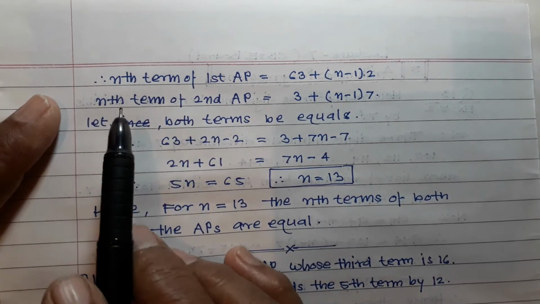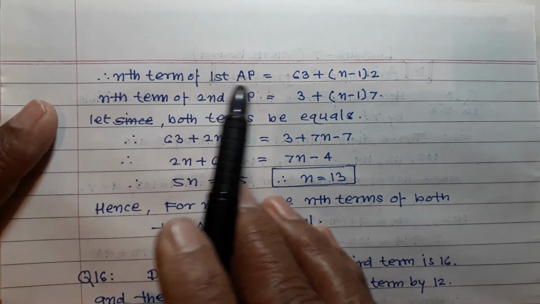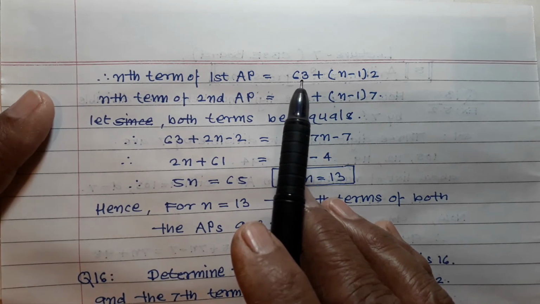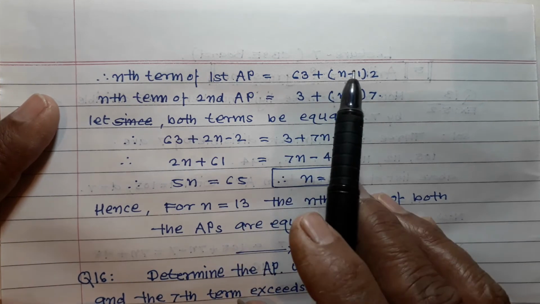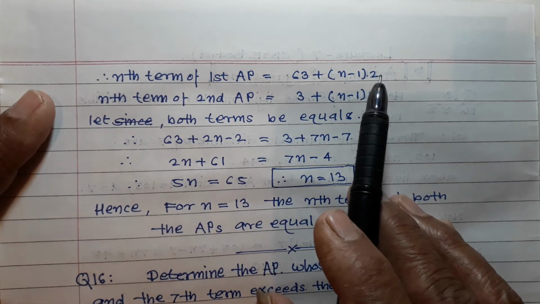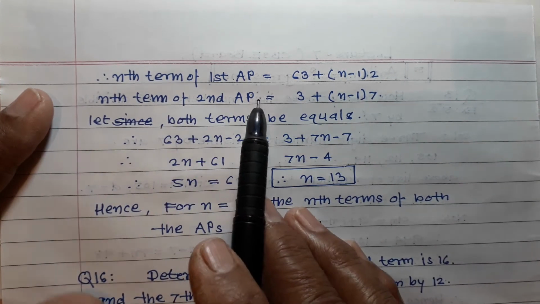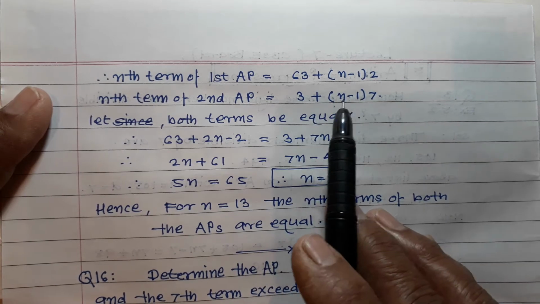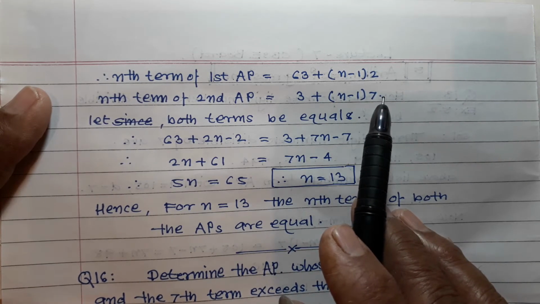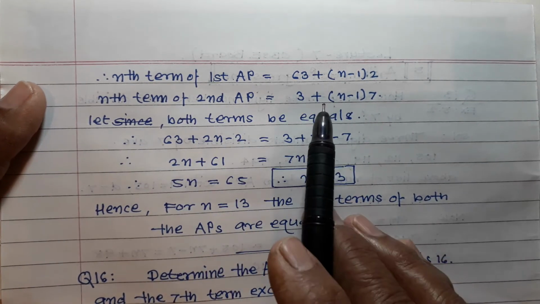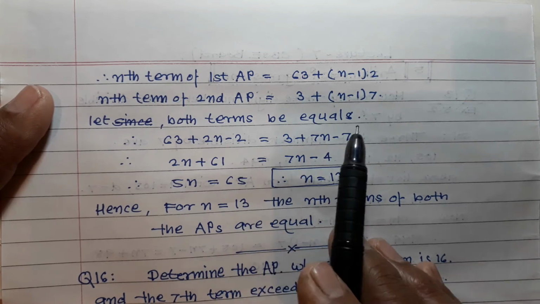Then the nth term of the first AP is equal to 63 plus (n - 1) into 2, and the nth term of the second AP is equal to 3 plus (n - 1) into 7. Let both terms be equal. So this and this are equal, and find n.